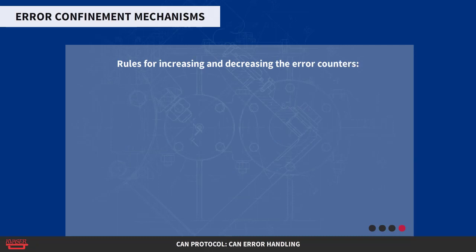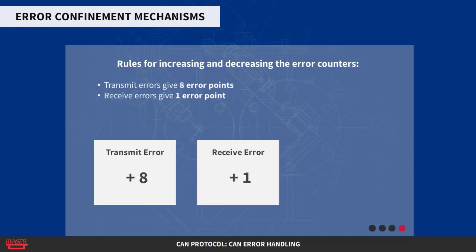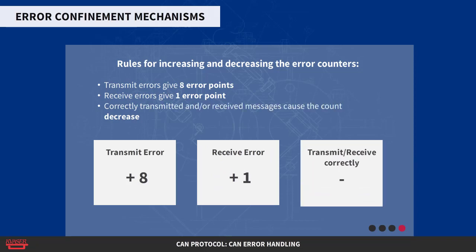The rules for increasing and decreasing the error counters are somewhat complex, but the principle is simple. Transmit errors give 8 error points, and receive errors give 1 error point. Correctly transmitted and/or received messages cause the counters to decrease.